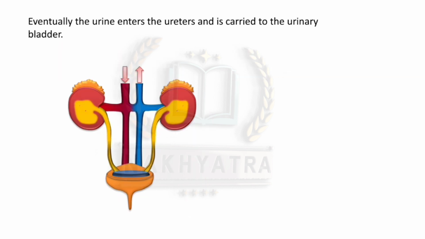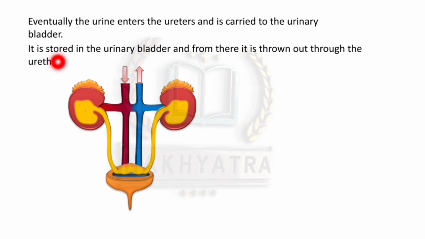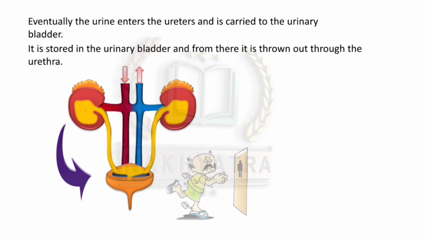Eventually, the urine enters the ureters and is carried to the urinary bladder. So this is the urinary bladder. The urine is stored in the urinary bladder and from there it is thrown out through the urethra. The urethra is present at the end of the urinary bladder.